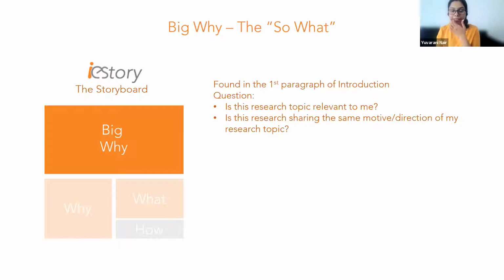When they are looking at the introduction, what a reader looks for is answers to these questions: Is the research topic relevant to me? Is it sharing the same motive or direction as my research topic? Based on that, they can identify whether or not your paper is useful for them, and from there it makes it easier for them to cite your paper or interpret your research to be put into their literature support or literature background.